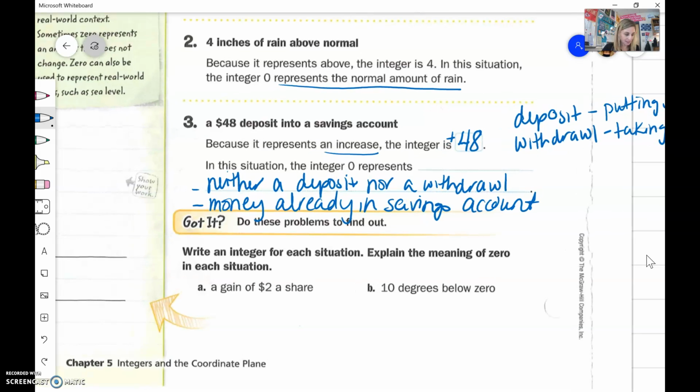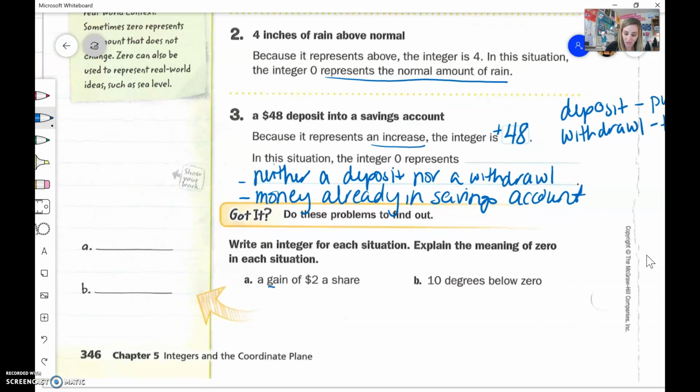All right, let's take a look at this one. A gain of $2 a share. A gain. Well, if it's a gain, we know for sure that that is a positive $2, okay? So what does 0 mean? 0 means no loss, no gain, okay? It just stayed the same. Okay, we didn't lose any money, we didn't gain any money.